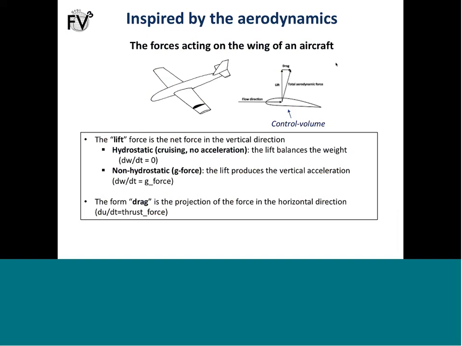I want to use this diagram to describe how we deal with the pressure gradient. The method was actually inspired by the design of the aircraft wing. Here I show the cross section of the wing, so this is the two-dimensional cross section. When the aircraft is flying, it has resistance. It also has to overcome its weight.